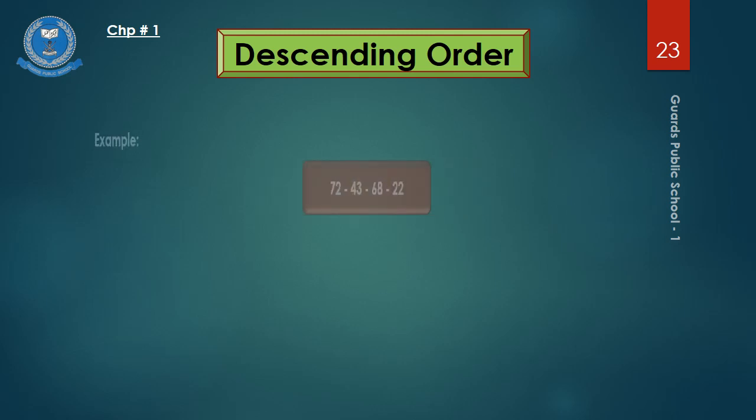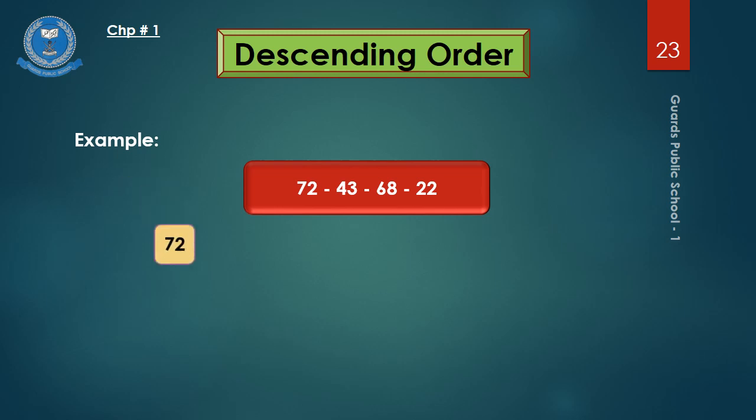Let's see some examples. 72, 43, 68 and 22. Come on, students. Can you find out which is the biggest tens number here? Yes, it's 7. So the first number of descending order is 72. Next you have to find out the number a little smaller than 72. Can you find out what number this is? Yes, it's 68. Very good.